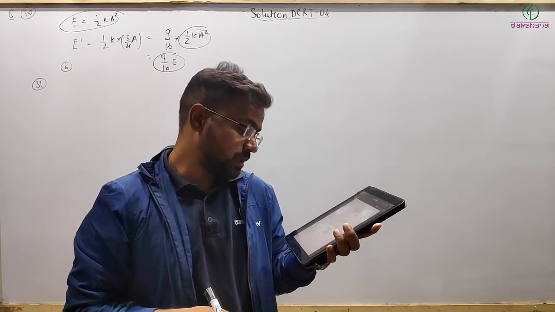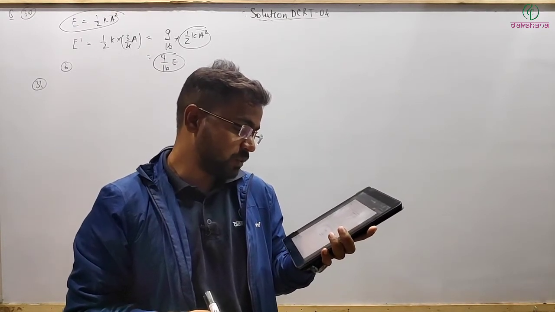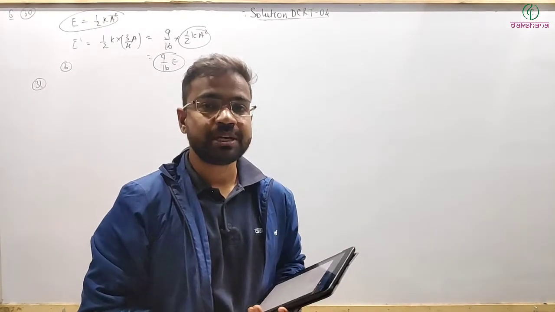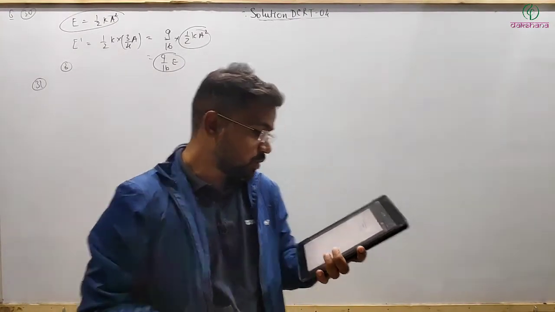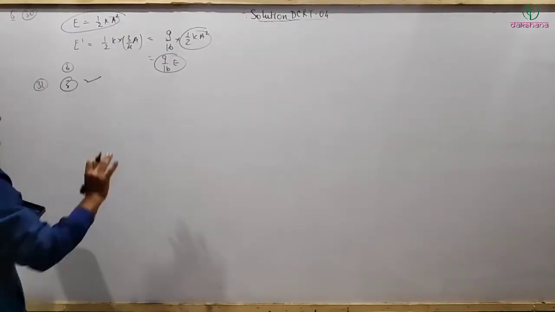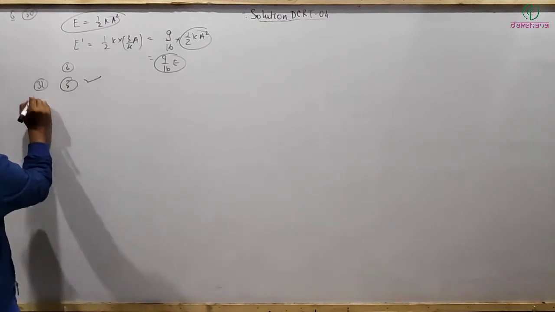Let's check the fourth one also. Velocity is maximum at 3T/4. At 3T/4, the particle is at the mean position, so definitely velocity will be maximum, so it is also a right statement. So the correct answer for question number 31 is option 3, which is actually a wrong statement. Next, question number 32.